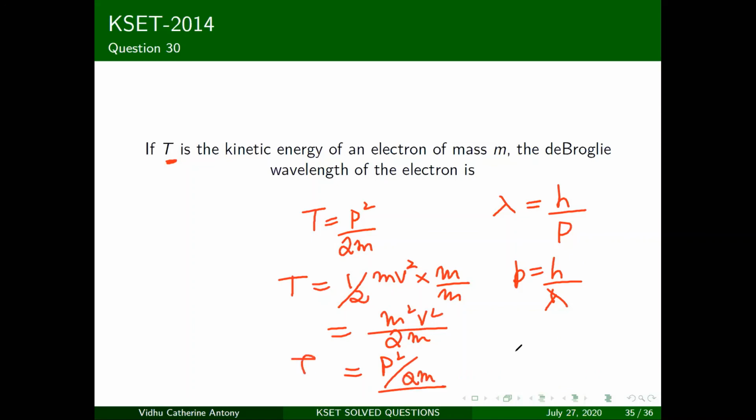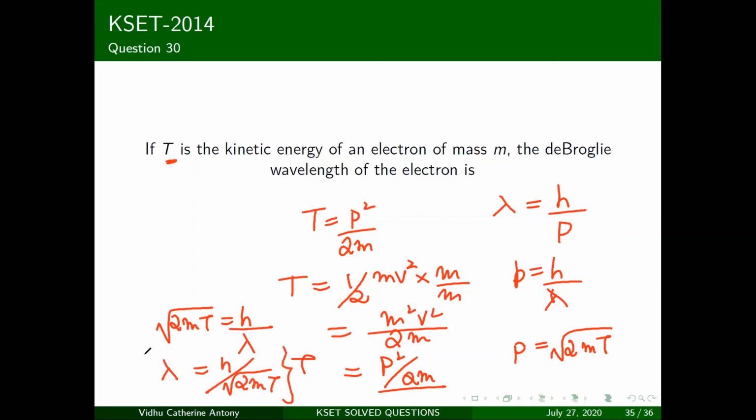Now how do we write the momentum in terms of your kinetic energy? You end up having a root of 2mT. So you can substitute this over here. So you have root of 2mT is equal to h divided by lambda. So you have lambda is equal to h divided by root of 2mT. So this is what you end up getting.